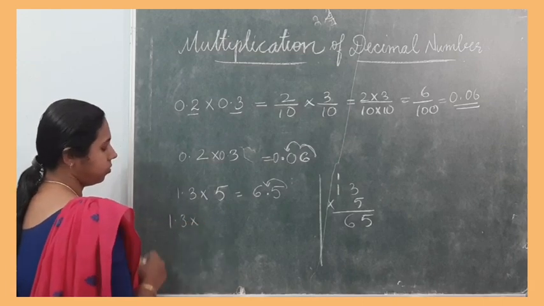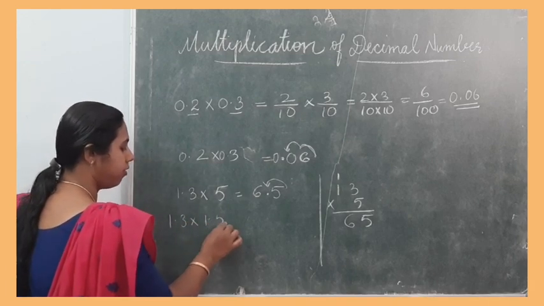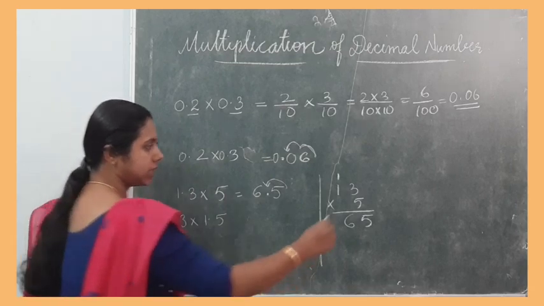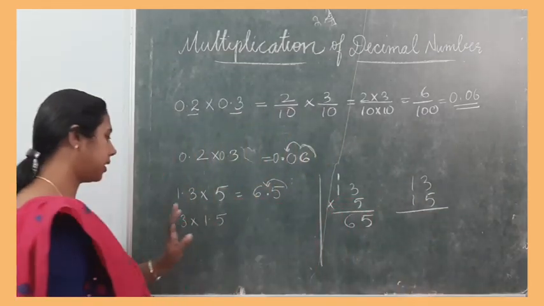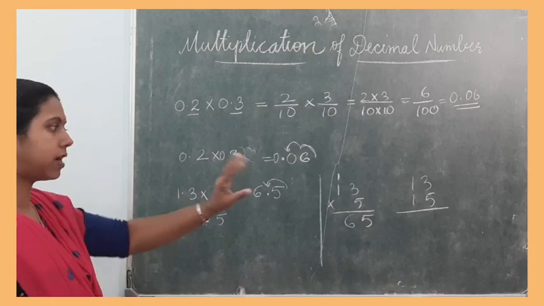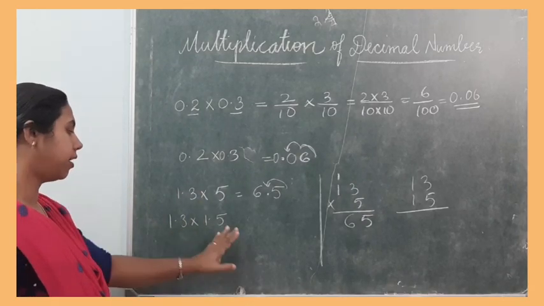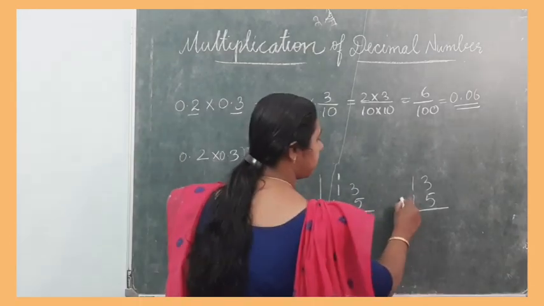1.3 into 1.5. So 13 into 15. Just multiply as a whole number. 13 into, ignore the decimal point, just multiply as a whole number. 13 into 15. So what will we get?